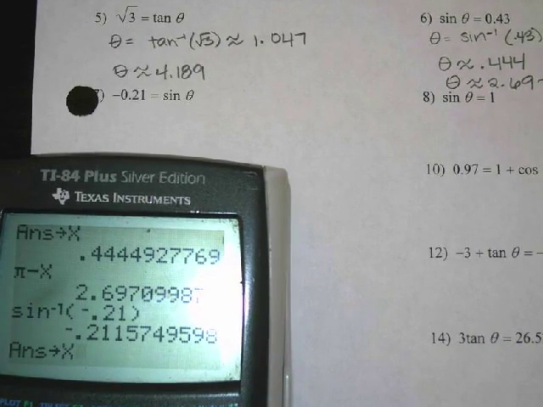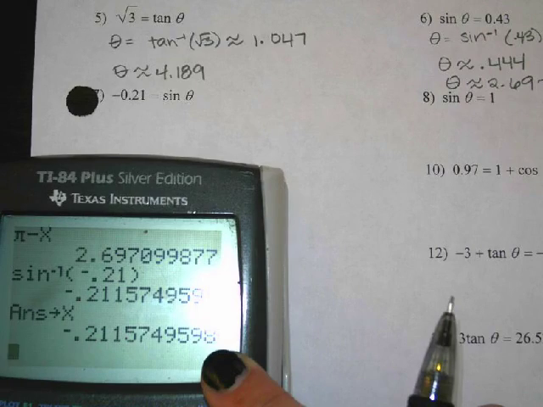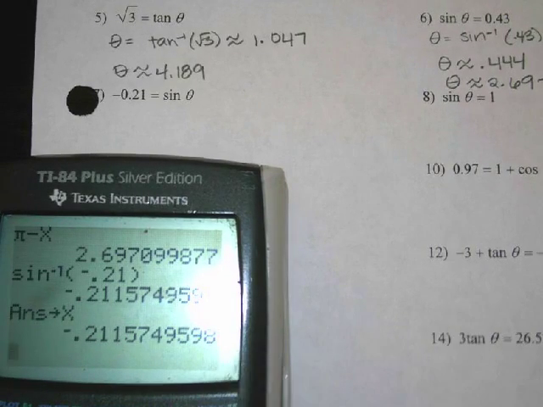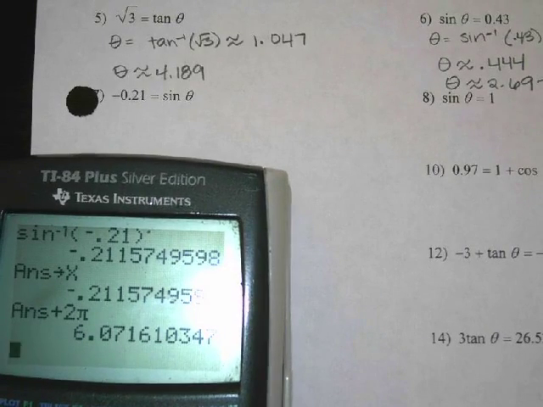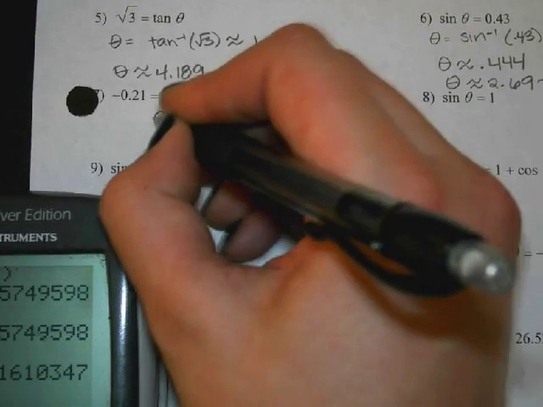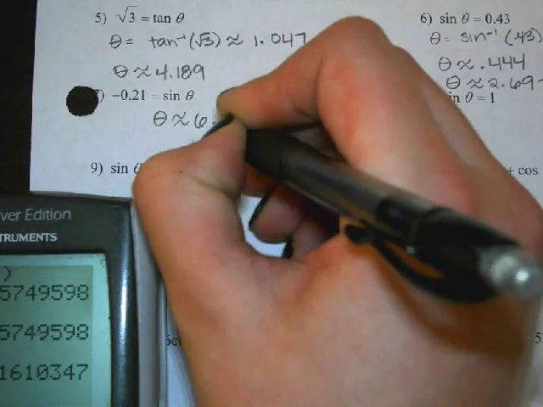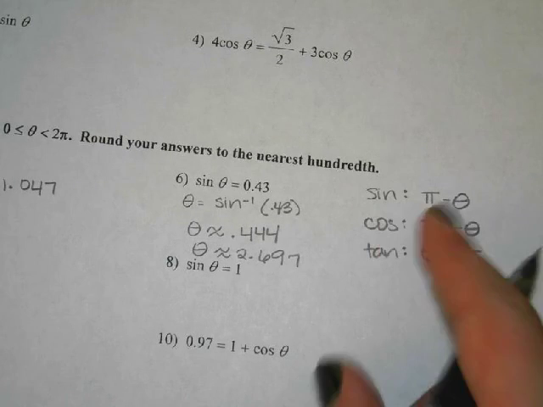So I'm storing it. And how could I take this answer and find a coterminal angle that is positive? Plus 2 pi. I'm going to add a full circle to that. So plus 2 pi. So that's the coterminal angle. Now that's a good answer. We can use that now. So for the first one, on this one, I'm going to go ahead and say 6.072. And then for the second answer, what shortcut do I use?